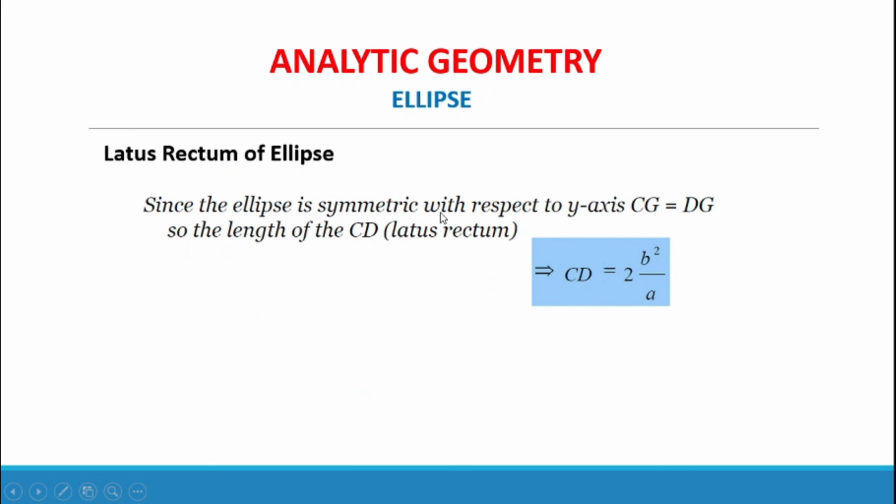Since the ellipse is symmetric with respect to the y-axis, CG and DC, the length of CD, or the latus rectum, is equal to twice b squared all over a. And this is the formula to find the value for the latus rectum.